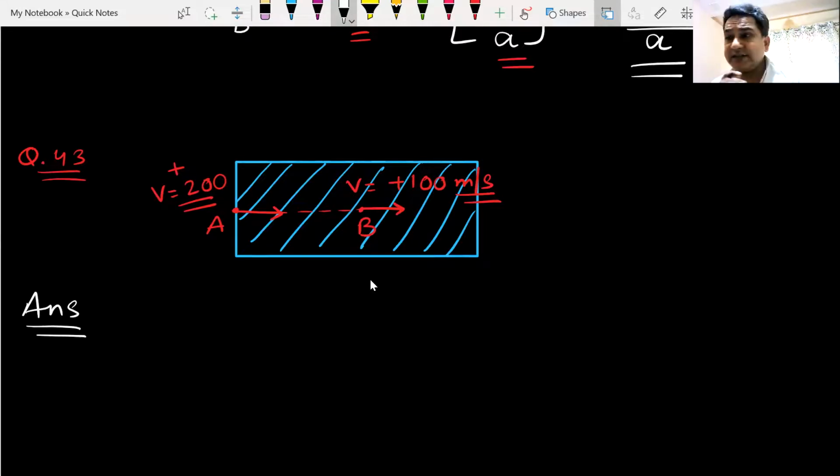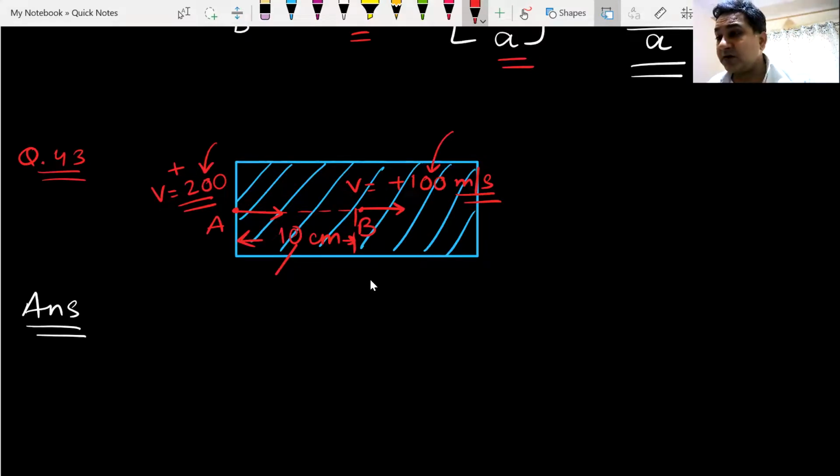So initial velocity is given, final velocity is given, and it has moved a distance of 10 centimeters. While it has moved a distance of 10 centimeters, its velocity has reduced from 200 meter per second to 100 meter per second. And Santosh is there with an answer, 15 multiplied by 4 meter per second square. Santosh, you might also say negative because it is retardation and it is opposite to velocity.